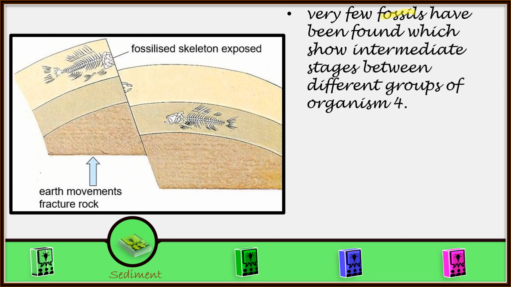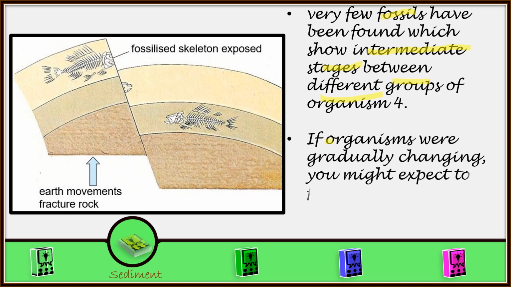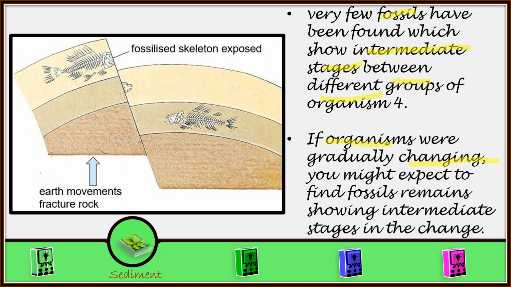Very few fossils have been found which show intermediate stages between different groups of organisms. There are some few fossils that have been found that show intermediate stages between different groups of organisms. If organisms were gradually changing, you might expect to find fossil remains showing intermediate stages in the change. That is, if the change of organisms was gradual, not drastic, then we would expect to find fossil remains that show intermediates.